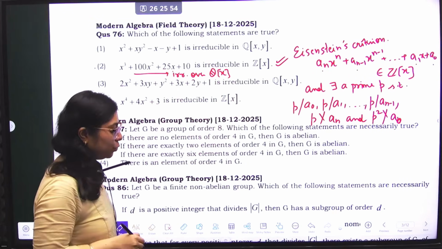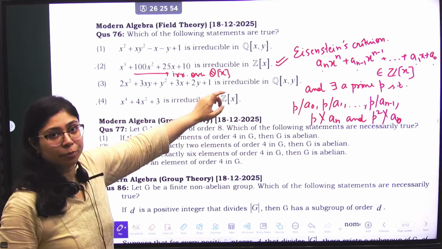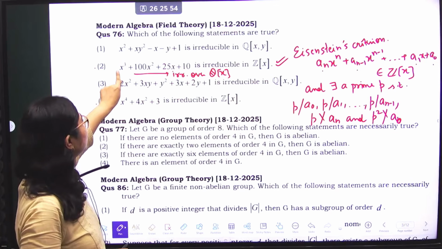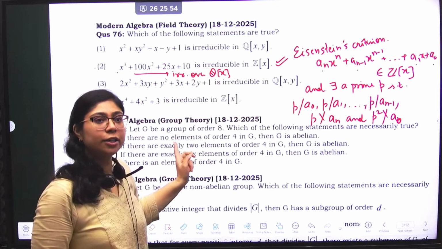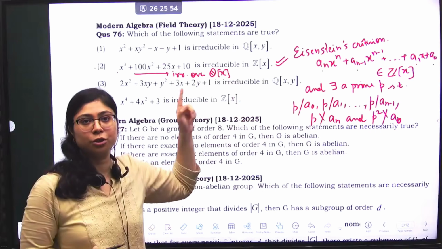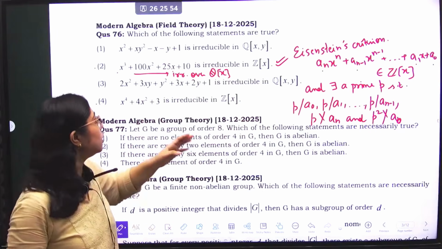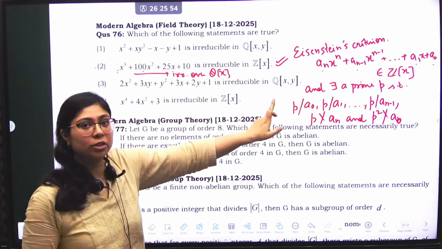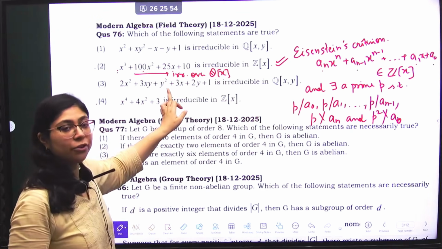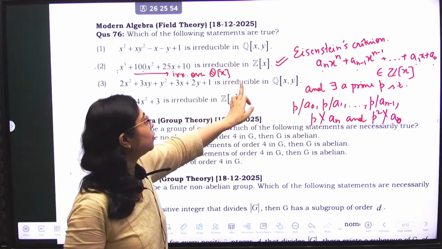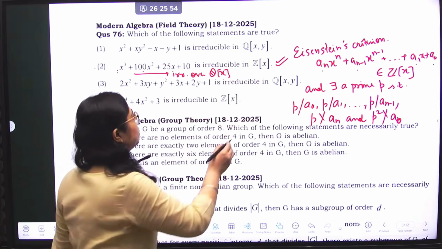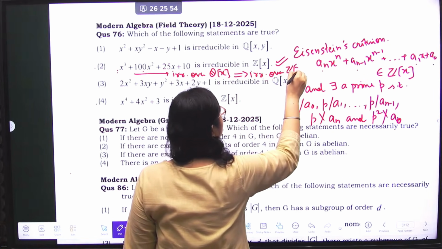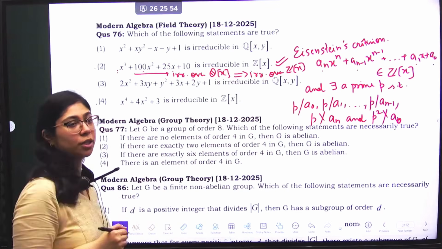Q[x]. Also, we know that in case of primitive polynomials, where the content of the polynomial is 1, that means the GCD of the coefficients is 1, then irreducibility in Q[x] is the same as irreducibility in Z[x]. We have an if and only if result. So we can see that the GCD of 1, 100, 25 and 10 is 1. So the content is 1, so it is a primitive polynomial. So irreducibility in Q[x] if and only if irreducibility in Z[x]. So it implies that yes, it is irreducible over Z[x] because it is a primitive polynomial.